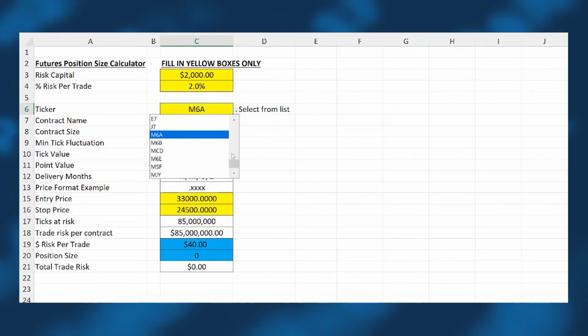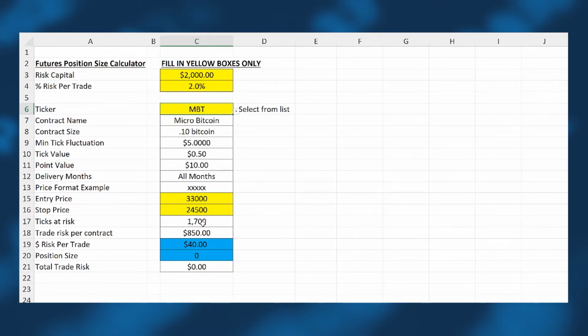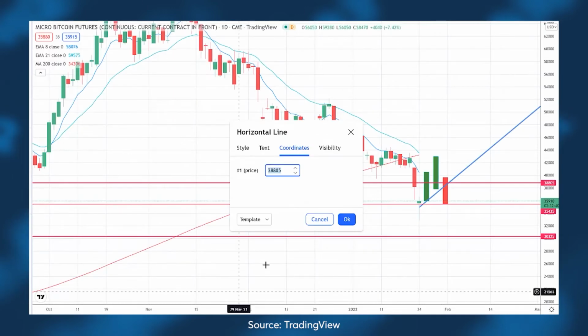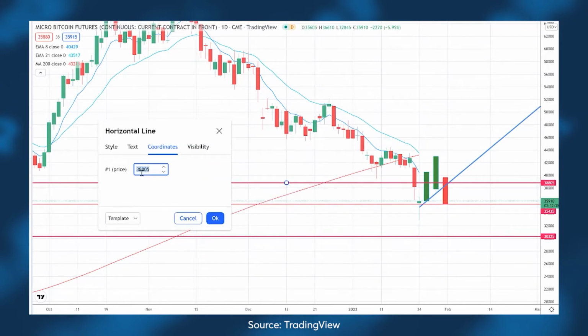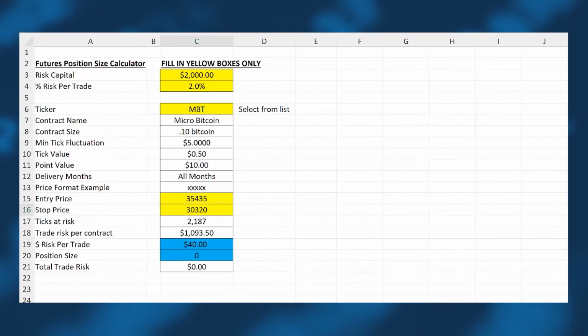And I'm going to go down the list and choose micro Bitcoin here, right there. And I said my entry, which you enter into this box here, is 35,435. And my stop, let me go back and remember what my stop was going to be. My stop level was going to be 38,805. So in the stop area, I'll add 38,805 to that. And 2% risk of 2,000 allows me to do how many contracts?